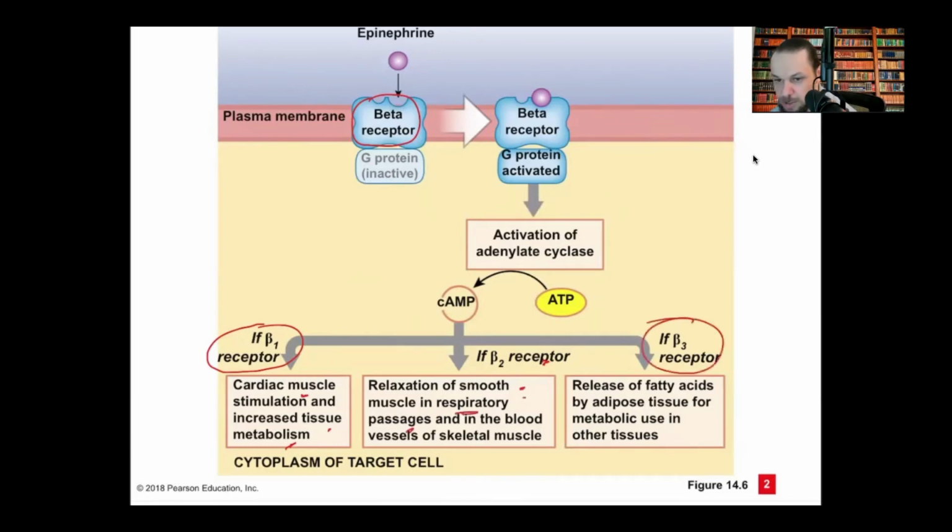Beta-3 response is usually in fatty metabolism. For the purposes of medication, you're not going to be giving many drugs that stimulate beta-3 response, but they release fatty acids from adipose tissue for metabolic use by other tissues. But the beta-1 and beta-2, you're definitely going to be masked because we have beta blockers, right?